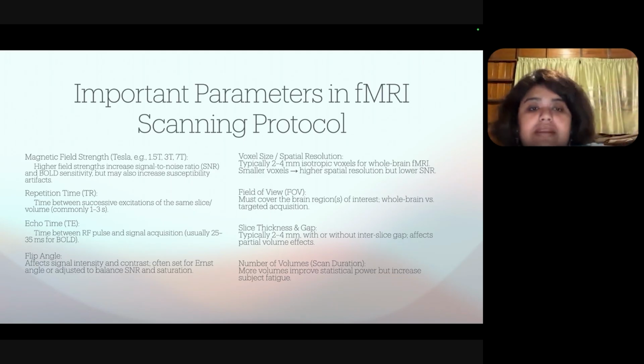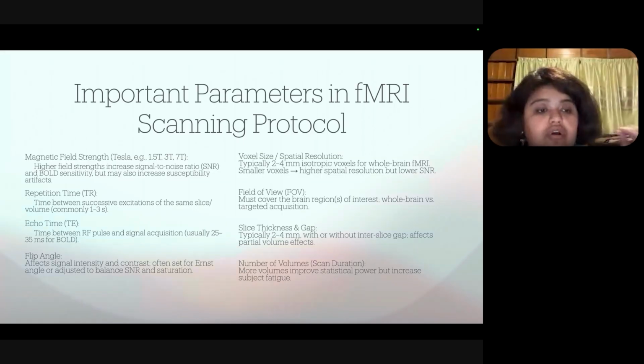The higher the magnetic field, the more it will also increase the susceptibility-oriented artifacts, because whenever there is a higher strength of the magnetic field, there is more susceptibility and it will induce more errors, more noise in your data. Even if you can correct them, there is always a chance that some of the noise will be left. So I have talked about how the MRI machine works, right?